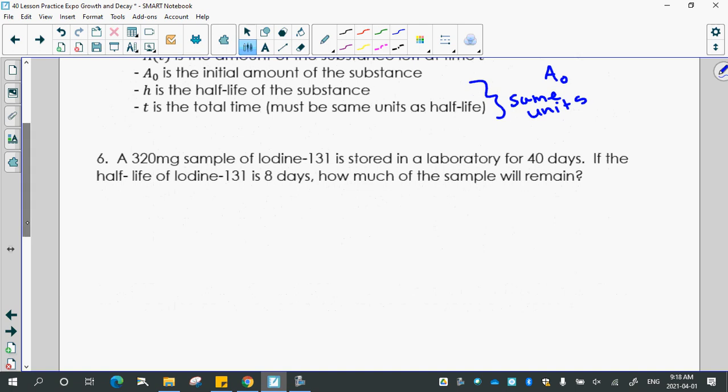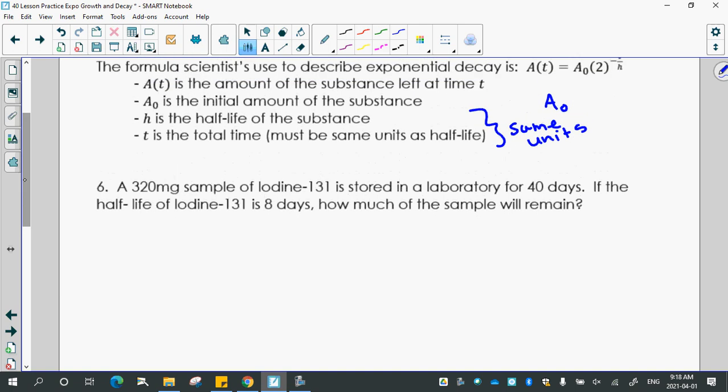So here's a typical half-life question. A 320 milligram sample of iodine 131 is stored in a lab for 40 days. If the half-life of iodine 131 is 8 days, how much of the sample will remain?